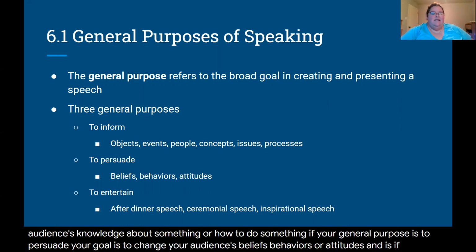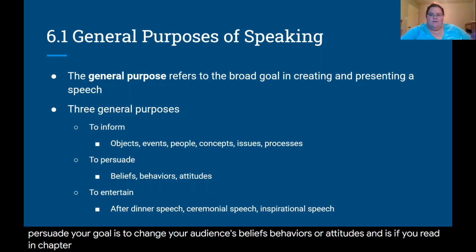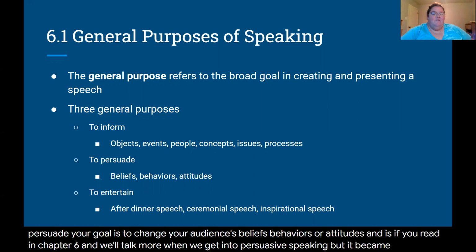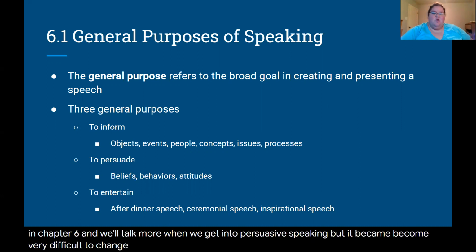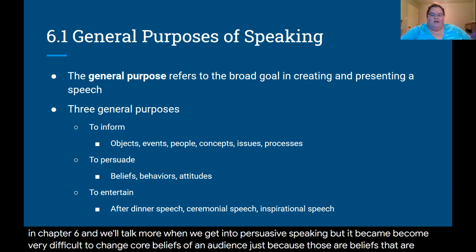As you read in chapter 6, and we'll talk more when we get into persuasive speaking, it can become very difficult to change core beliefs of an audience because those are beliefs that are deeply ingrained.